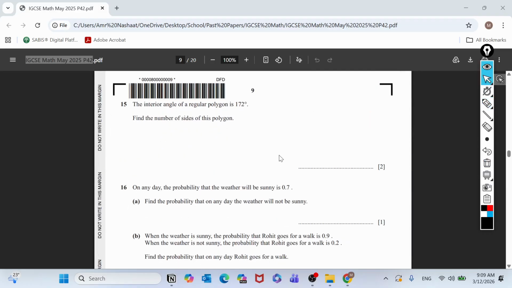Interior angle of a regular polygon is 172. Find the number of sides of this polygon. Okay, if they give you the interior angle, the formula to find the number of sides is 360 over 180 minus the interior angle. So here it's 172. Solve this, you're gonna get what?